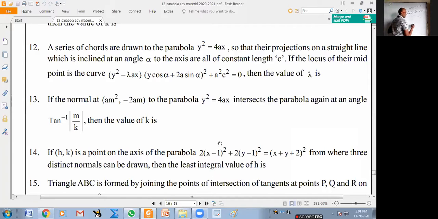Whenever you have one line and some other line and you want to find the projection length, it is this length times cos of the angle between these two. So I can take these as (at1 square, 2at1), (at2 square, 2at2). Our midpoint is x1, y1. First I have to find this length, then find this slope, and the difference of the angle and then cos of that. Then I have to equate it to c.